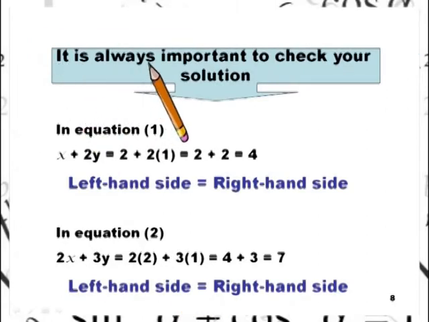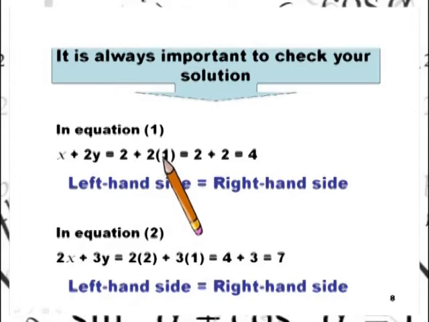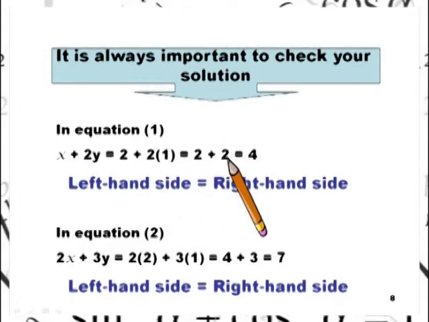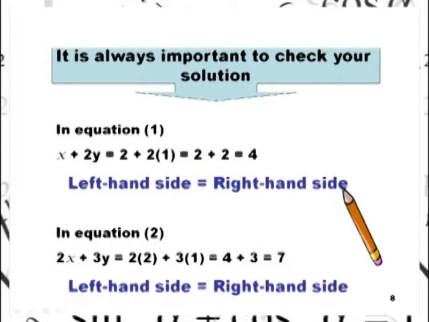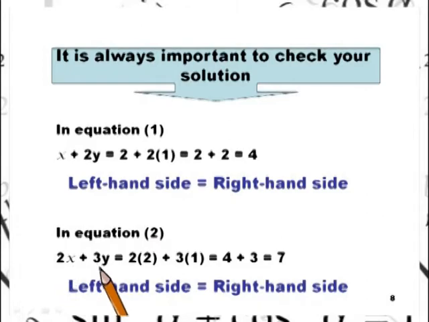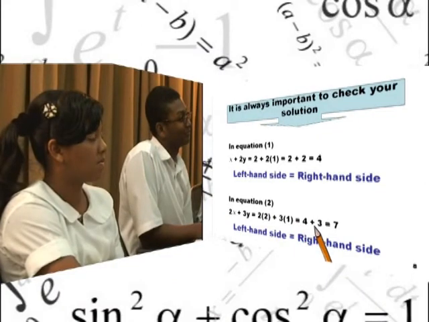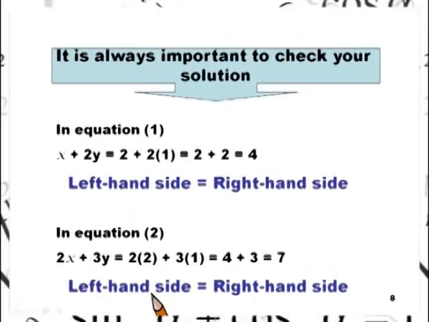It is always important to check your solution. In equation 1, x plus 2y equals 2 plus 2 by 1 equals 2 plus 2 equals 4. Left hand side equals right hand side. In equation 2, 2x plus 3y equals 2 by 2 plus 3 by 1 equals 4 plus 3 equals 7. Left hand side equals right hand side.